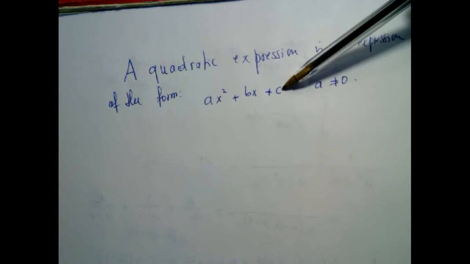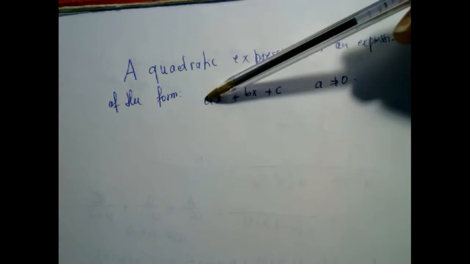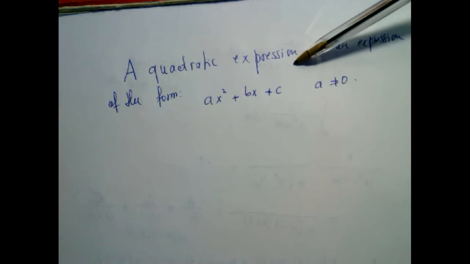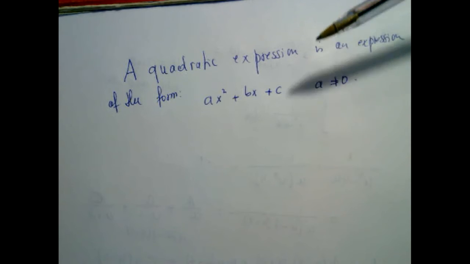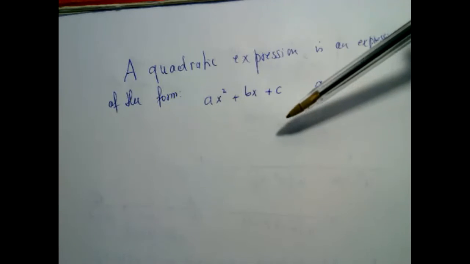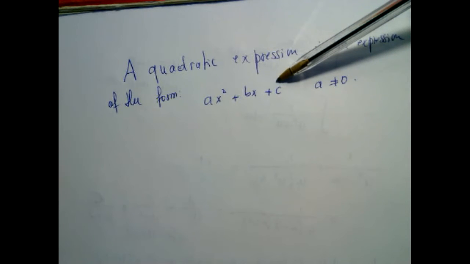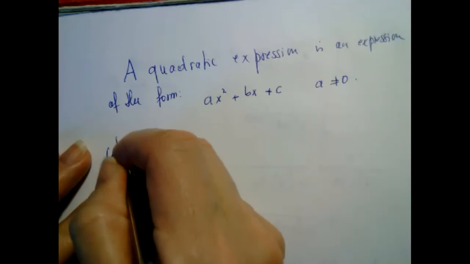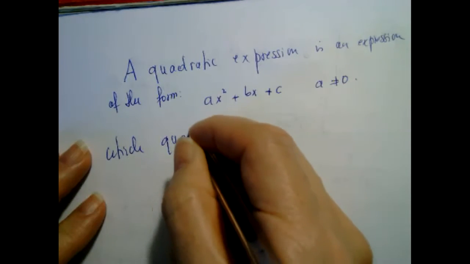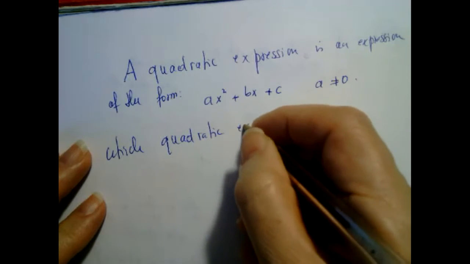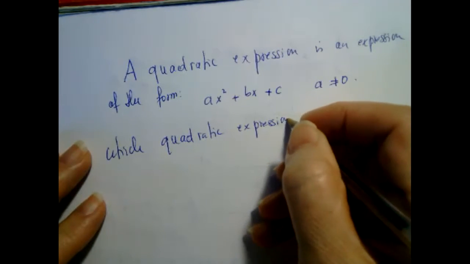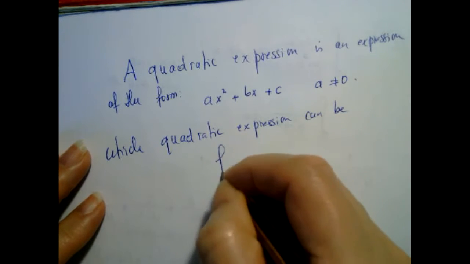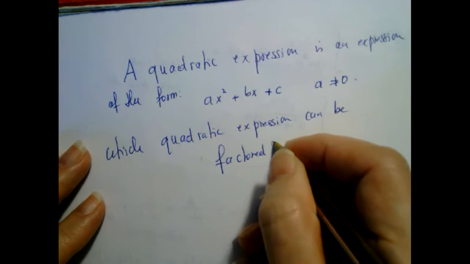Now, the thing about quadratics is that some expressions of this form we can factor, and some we actually cannot factor. So my question, which we're going to address at the beginning, is which expressions can be factored and which cannot be factored. Which quadratic expressions can be factored, and which can't? Factored means write them as a product of two linear terms. So that's really our question.